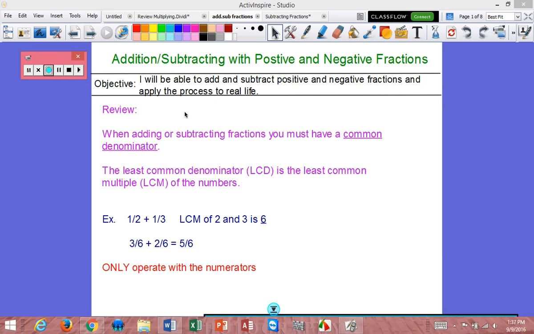So let's review. Anytime we add or subtract fractions, we have to have a common denominator. So that denominator needs to be the same on each fraction. And the least common denominator is the same thing as finding the least common multiple of the numbers. So for example, if we have 1/2 plus 1/3, we are trying to find the least common multiple of 2 and 3. And if we were to actually list out the multiples of those numbers, we would see that 6 is the smallest one they have in common. And then we would just write equivalent fractions, and then we would perform the operation on the numerator only, and the denominator would stay the same.